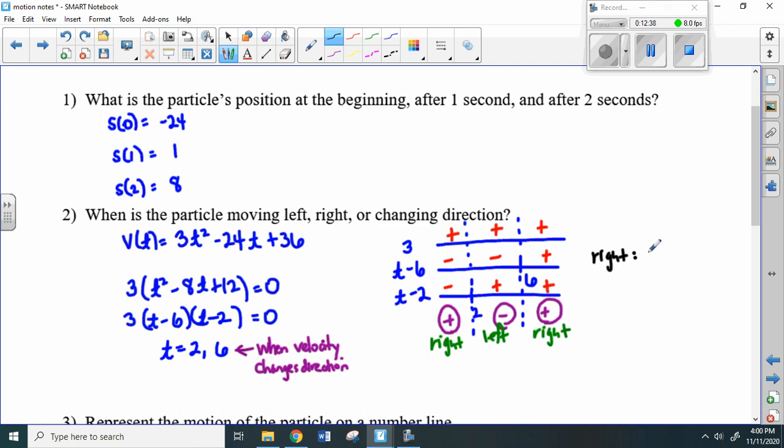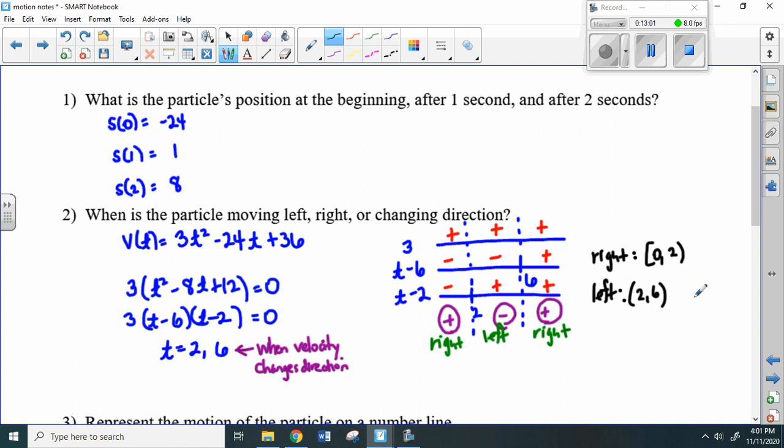Okay, well, typically we would say negative infinity to 2, okay? But we're talking about time, and time can't be negative. So we actually start at 0, and we move right until we get to 2. And we don't actually include 2 because that's when we're changing direction. Then we move left from 2 to 6, and these are seconds.